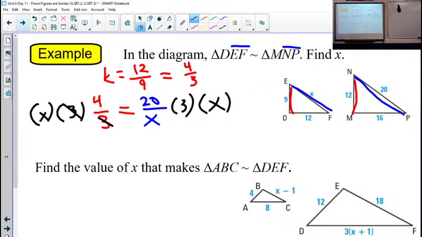3's cancel here. So I have 4 times x equals, over here, x's cancel. No more fractions. Hooray. 20 times 3 is 60. And now we know how to solve this. This is 4 times x, so we're going to divide to undo it.